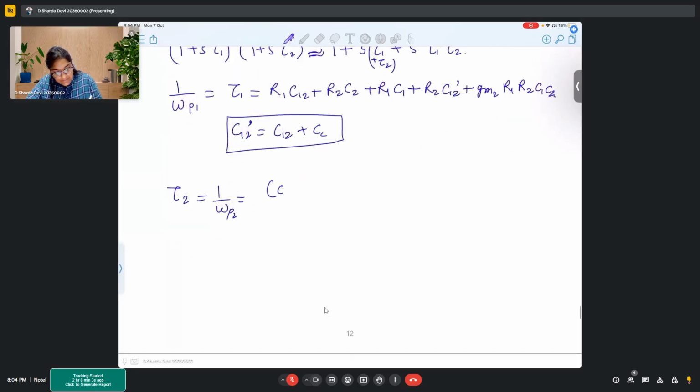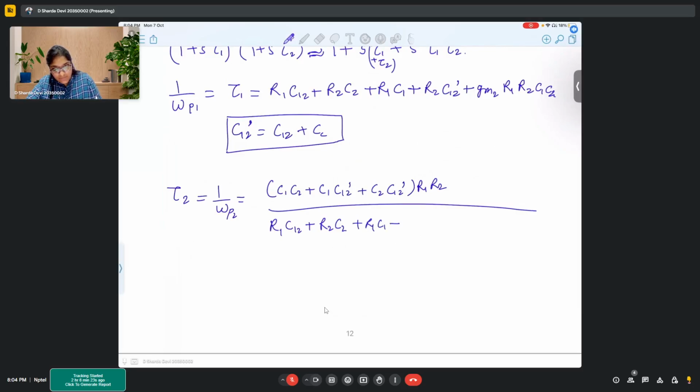can be given by C1 C2 plus C1 C12 dash plus C2 C12 dash R1 R2 by R1 C12 plus R2 C2 plus R1 C1 plus R2 C12 dash plus B into R1 R2 C12.